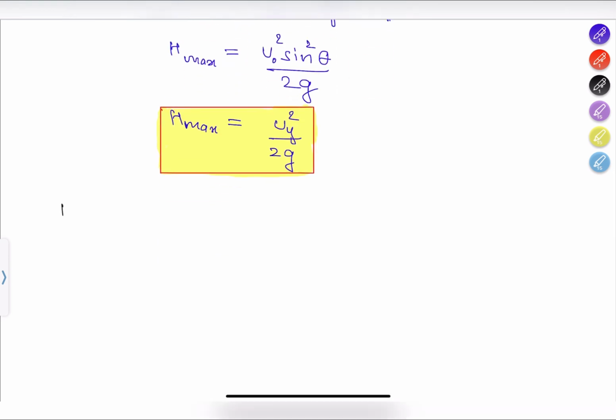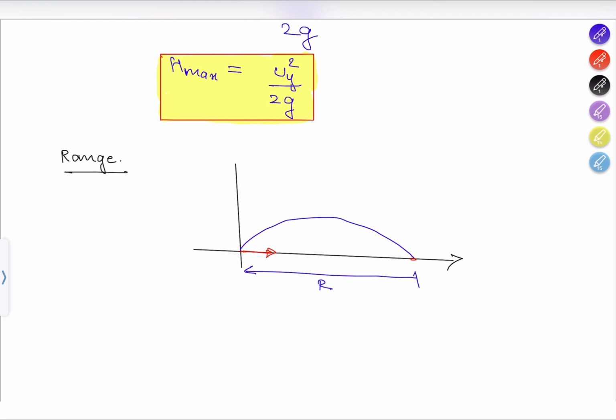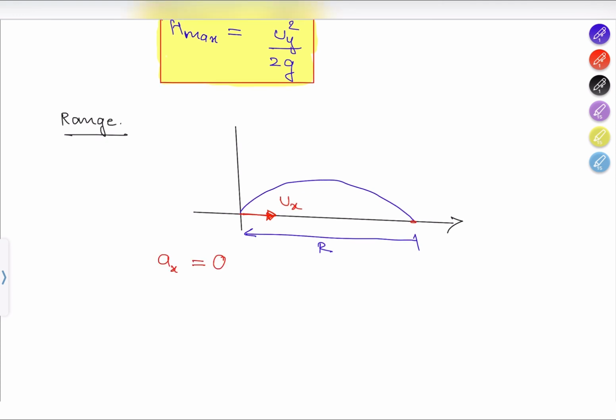The third one is range. Let's see how to calculate range. Range is nothing but the horizontal distance, how much the particle is moving horizontally during its entire flight. So this will be called a range. The net movement is along the x direction, so which component will be responsible? Only the ux component, right? And we already know that acceleration along the x direction is 0. So how much range will it be?